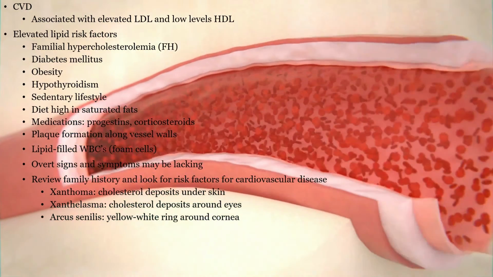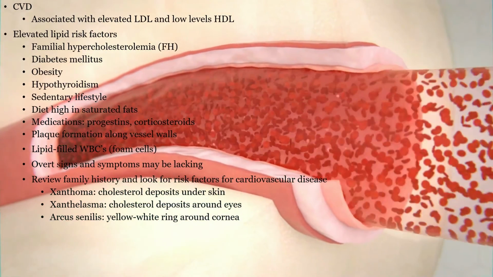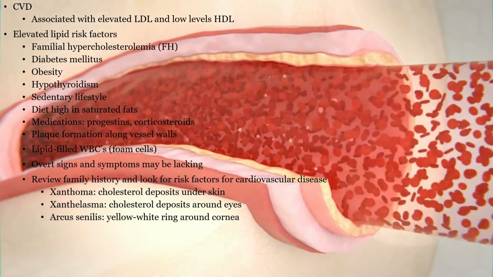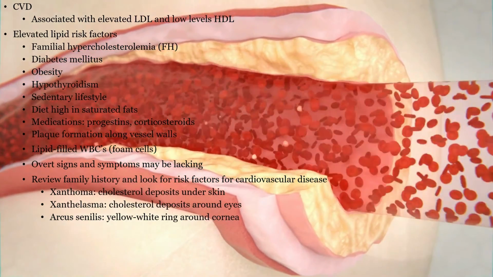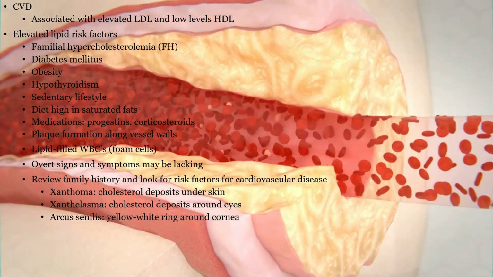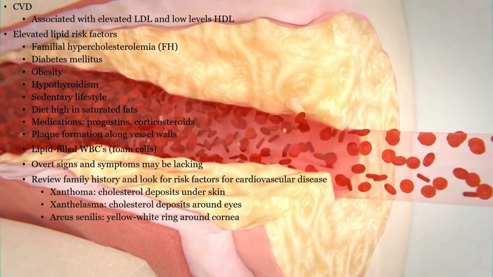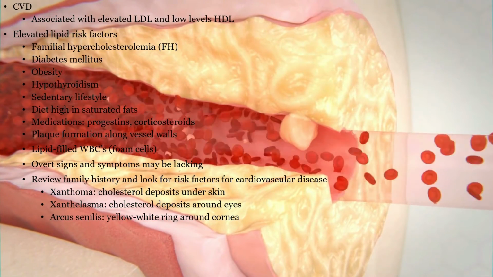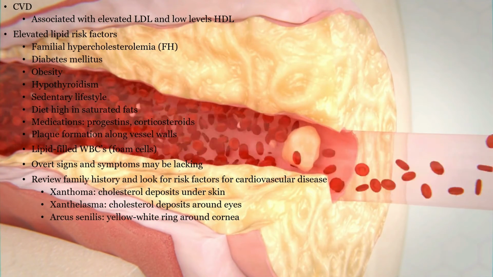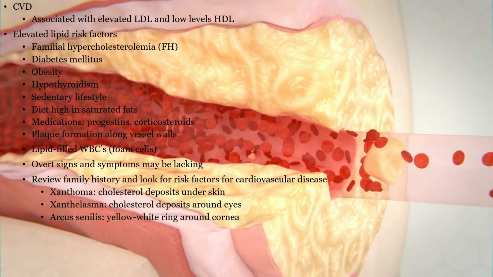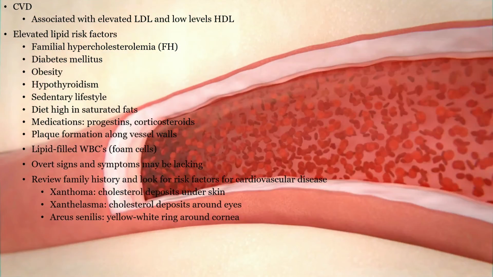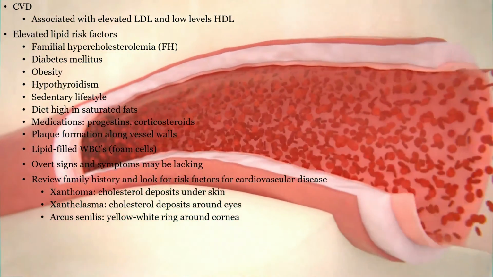Cardiovascular disease is associated with high LDL and low HDL. Risk factors for hyperlipidemia include genetics, diabetes mellitus, obesity, hypothyroidism, sedentary lifestyle, diet high in saturated fats, and long-term medications like steroids. Fat can deposit on the surface of the skin or just under the skin in some cases if the cholesterol and/or triglyceride levels are very high.